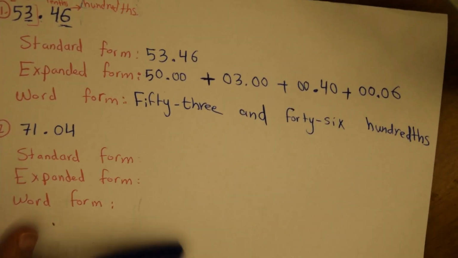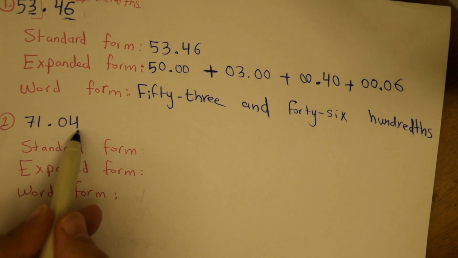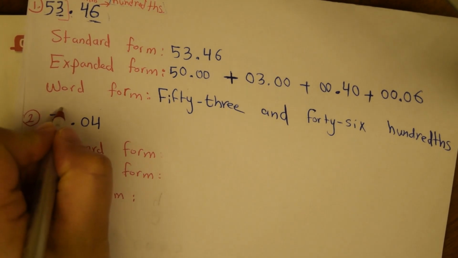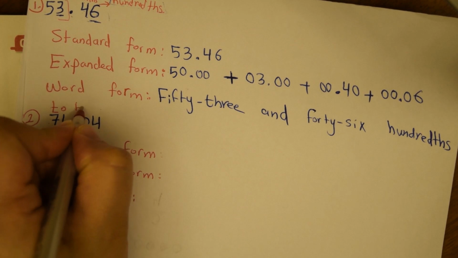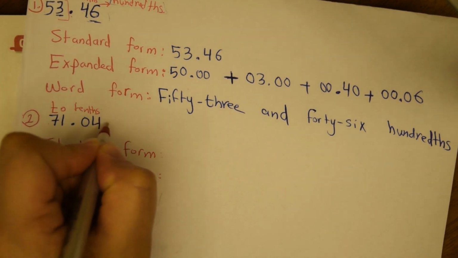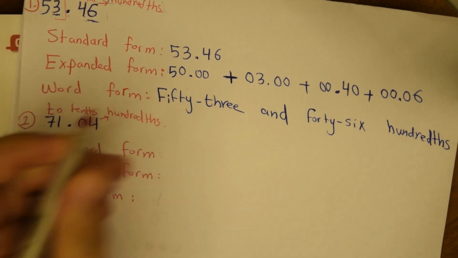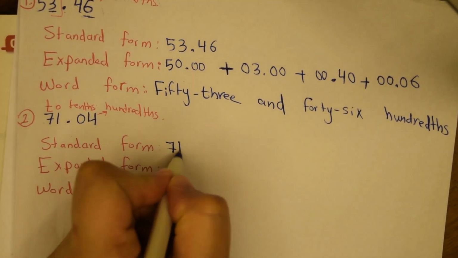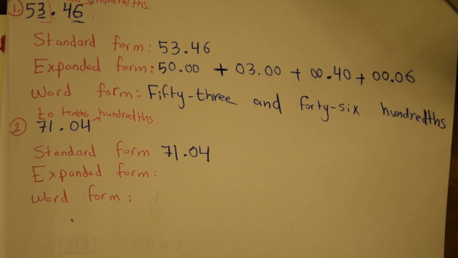Now for this example here, 71 and 4 hundredths. As we said before, we put the places. I have here ones and tens, and here I have tenths and hundredths. How will we write the standard form? We will just copy the same number. How will we write the expanded form? We will expand the number, so we will add the values here.